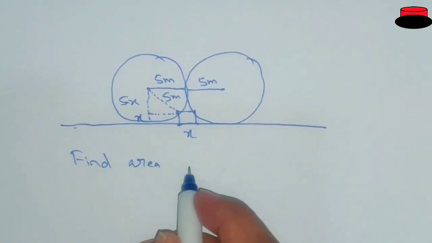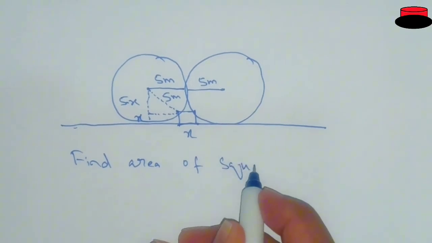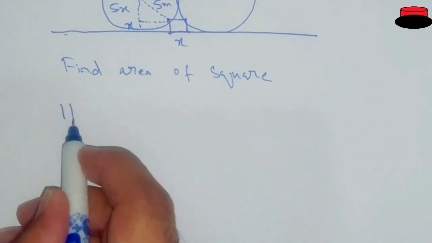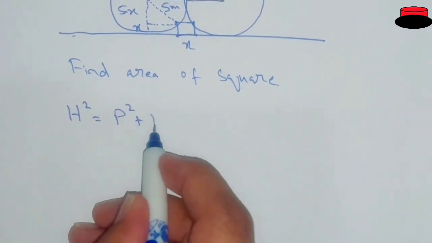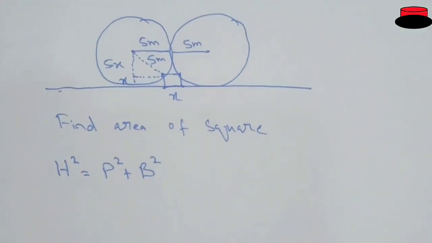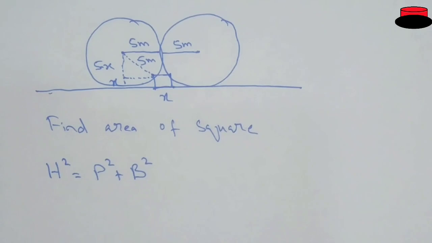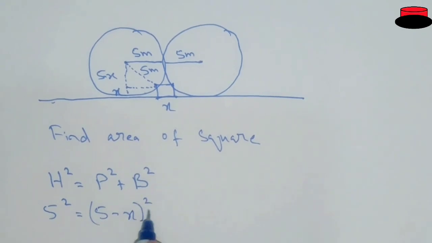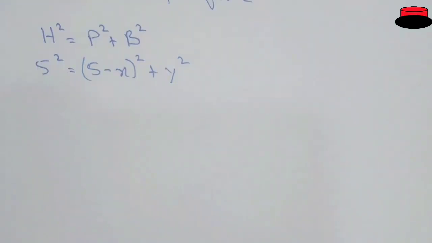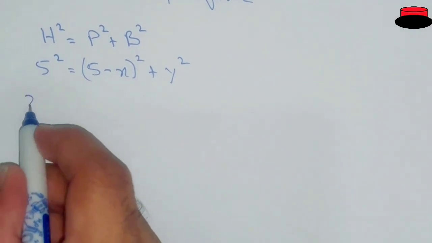So let's find out the area of the square. So from the right angle triangle, we have hypotenuse square equal to perpendicular square plus base square. So the hypotenuse is 5 meters in this case, and the perpendicular is 5 minus x, and the base we don't have, so let's suppose the base is y. So 5 square equal to 5 minus x whole square plus base, that is y square.